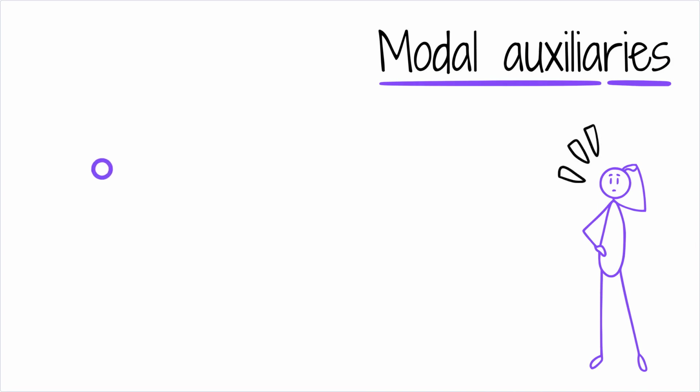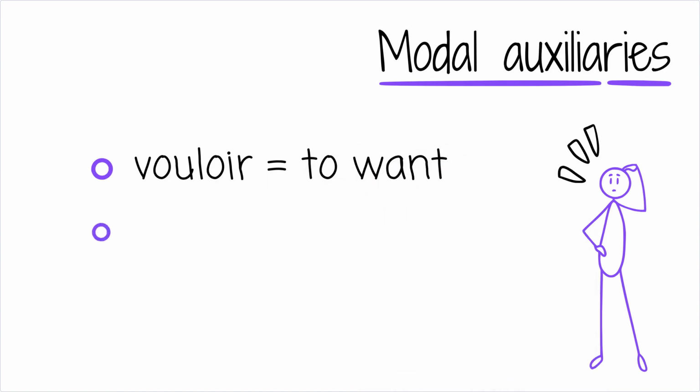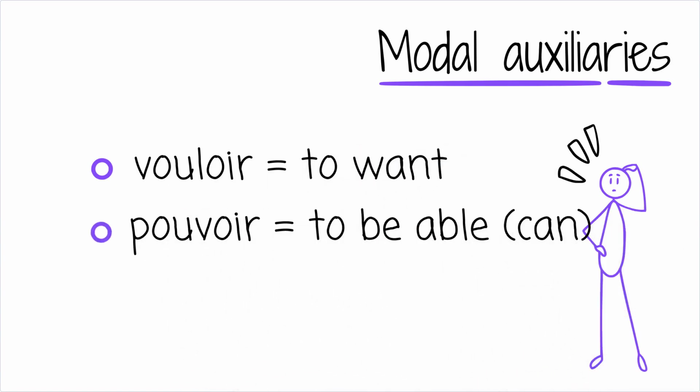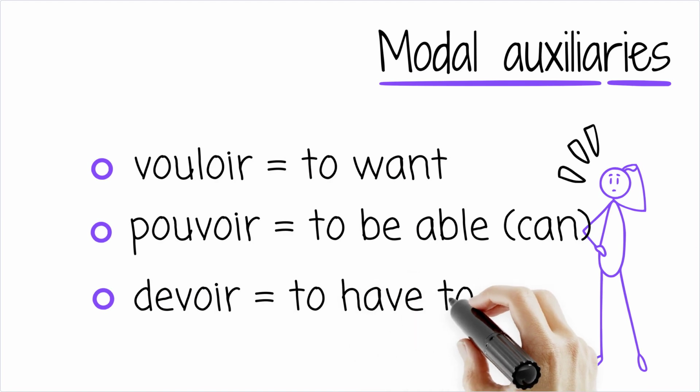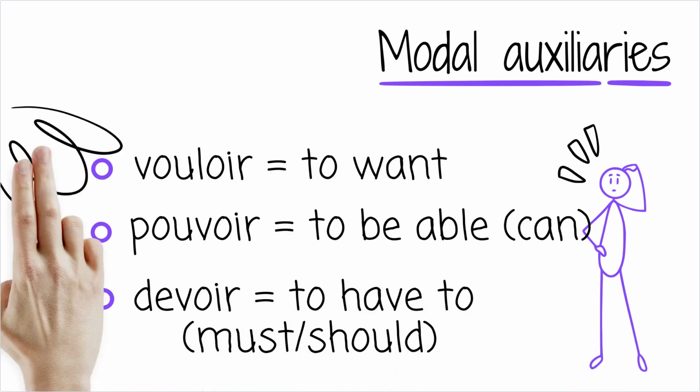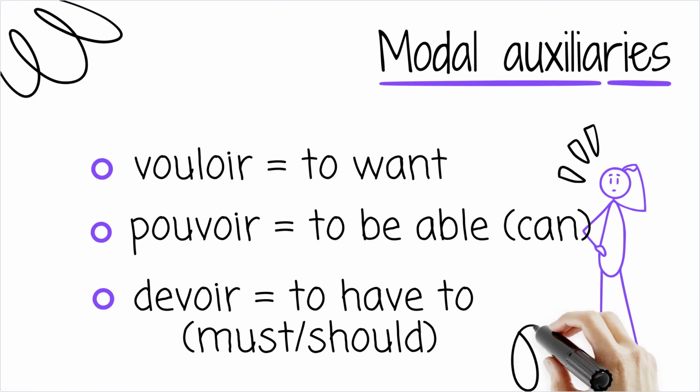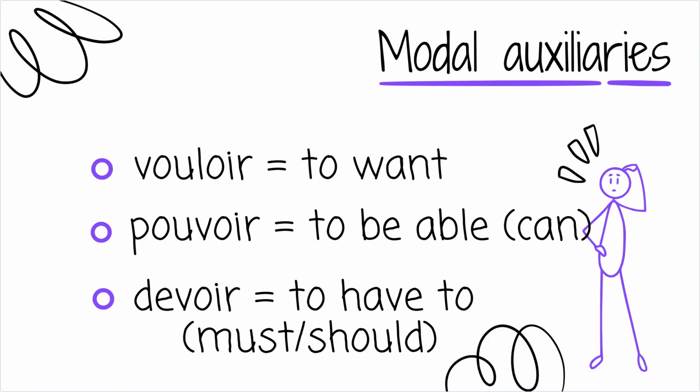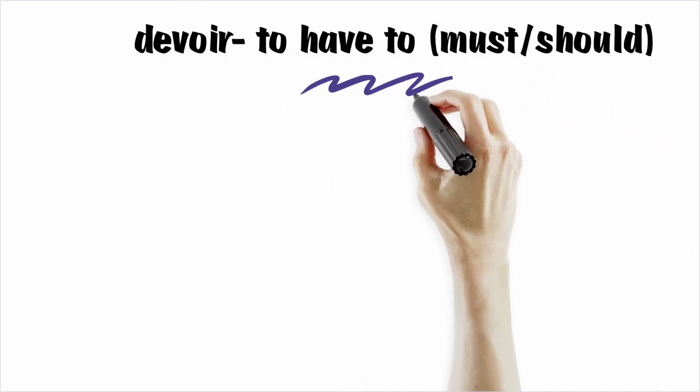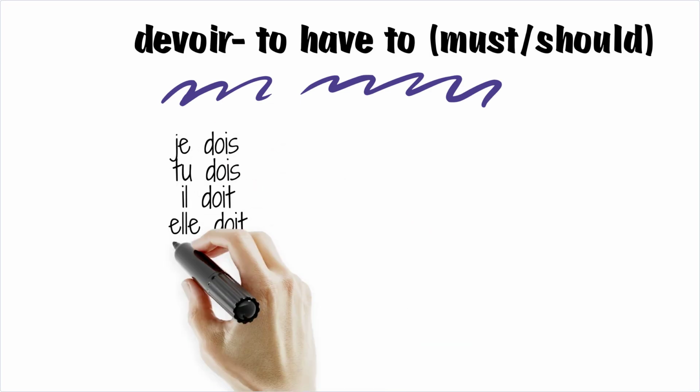Okay, so now we have looked at our first two modal auxiliaries, vouloir, to want, and pouvoir, to be able. Our final one is the verb devoir, which is the verb to have to, and sometimes we use must or should in English. And again, like all of our auxiliaries, devoir is an irregular verb, so it is conjugated as follows.